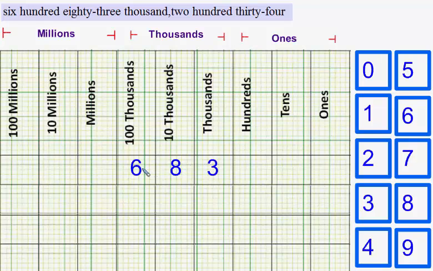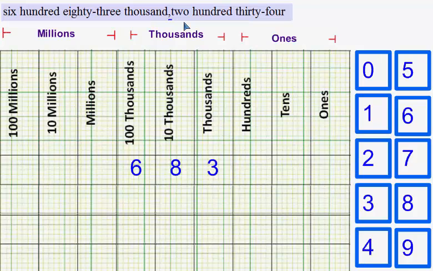Now this represents 683,000. Notice the comma here that separates these group of words from these group of words, indicating that the digits that correspond to all of these words will go within one grouping, in this case thousands, and the words to the right of the comma represent numbers that will go into this grouping here in the ones group.